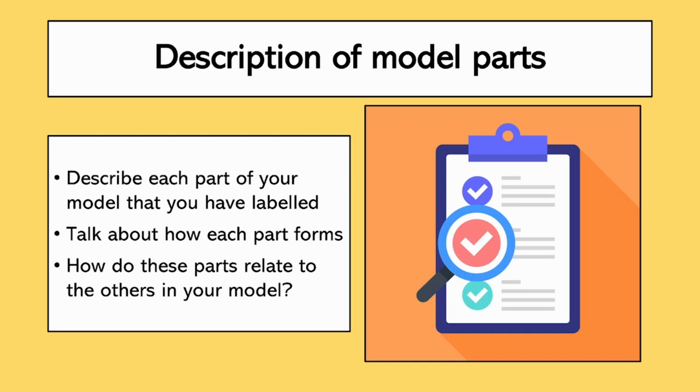And then you need to talk about how these parts relate to the other parts of your model. So, for example, talking about the vent again, your volcano has a vent, but why does it have a vent? How does that relate to, say, the magma chamber? How does that relate to when it erupts? To talk about the relationship between that section and the rest of your model.